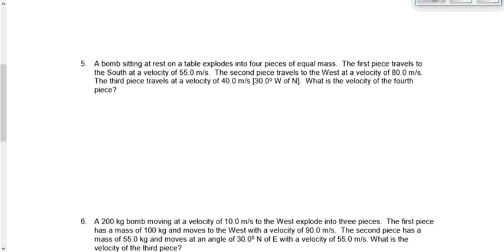So look at number 5 now. It says a bomb sitting at rest on the table explodes into 4 pieces of equal mass. There's good news and there's bad news with that sentence. The bad news is there's 4 pieces, so it's a little bit more to deal with than the other questions we've dealt with. What's the good news in that first sentence?